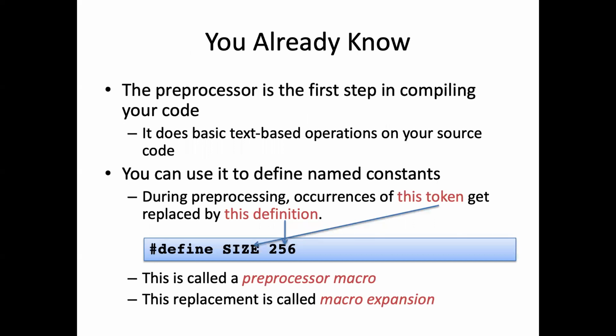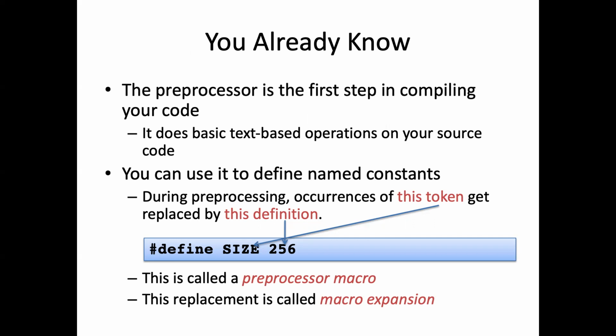Now, I mentioned you already know a couple of things you can do with the preprocessor. We've mostly been using it for includes and for defining named constants. We're really just using a tiny part of the preprocessor's macro expansion mechanism, and we'll see more of that today.